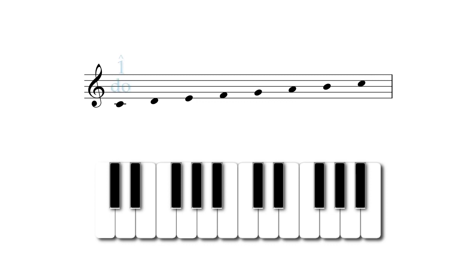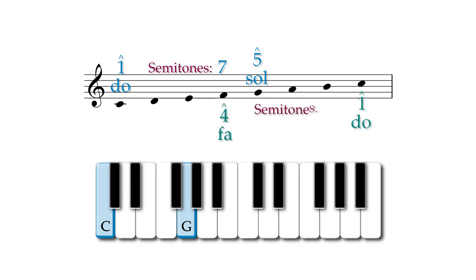The distance between the tonic up to the dominant is 7 half steps. The distance from the tonic down to the subdominant is also 7 half steps. A fifth that is 7 half steps wide is always a perfect fifth.